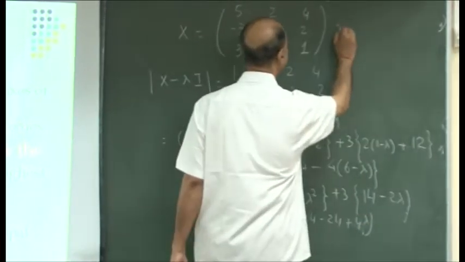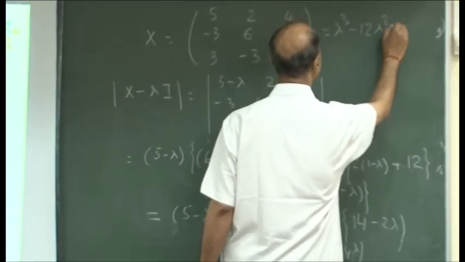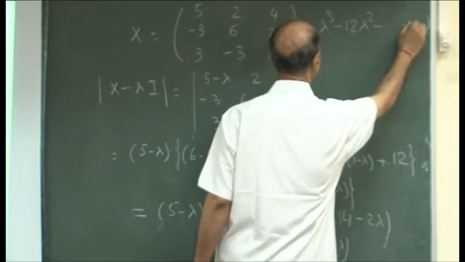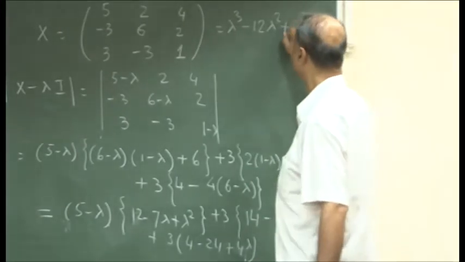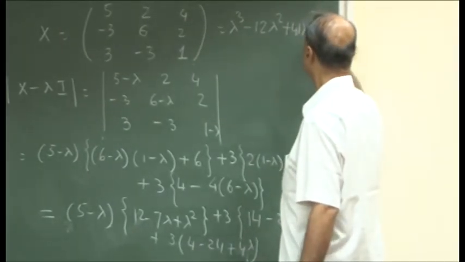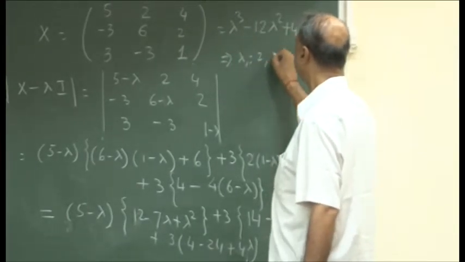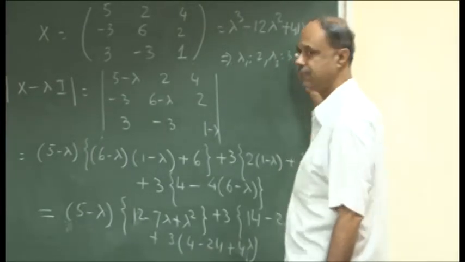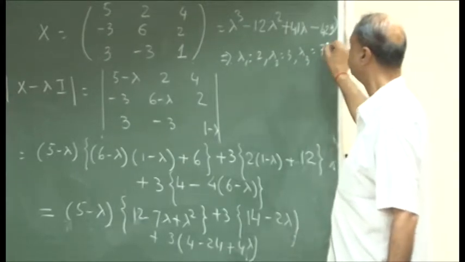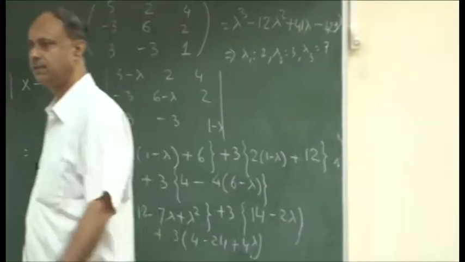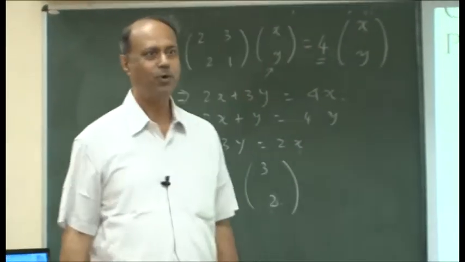So you are getting lambda cube minus 12 lambda square, then plus 41 lambda minus 42. And this will give you lambda 1 equals 2, lambda 2 equals 3. Is it right? 2, 3 and 7 you told. Lambda 3 is equal to 7. Right? Hopefully it is correct, right?